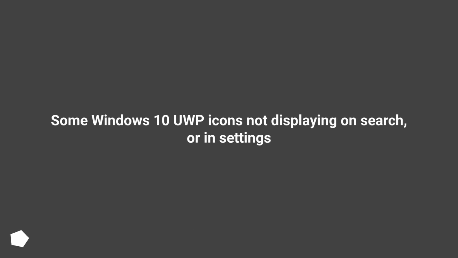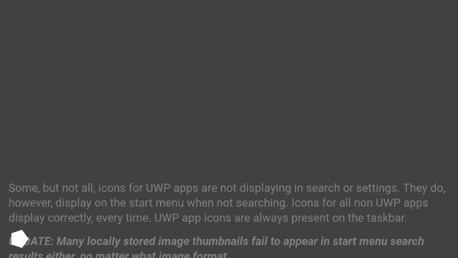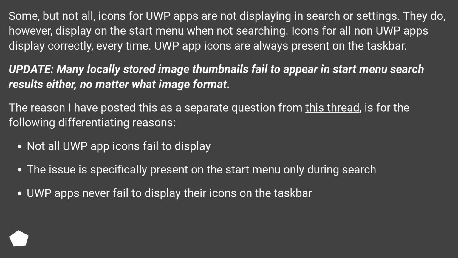Some Windows 10 UWP icons are not displaying in search or in settings. Some, but not all, icons for UWP apps are not displaying in search or settings. They do, however, display on the Start menu when not searching. Icons for all non-UWP apps display correctly, every time. UWP app icons are always present on the taskbar.